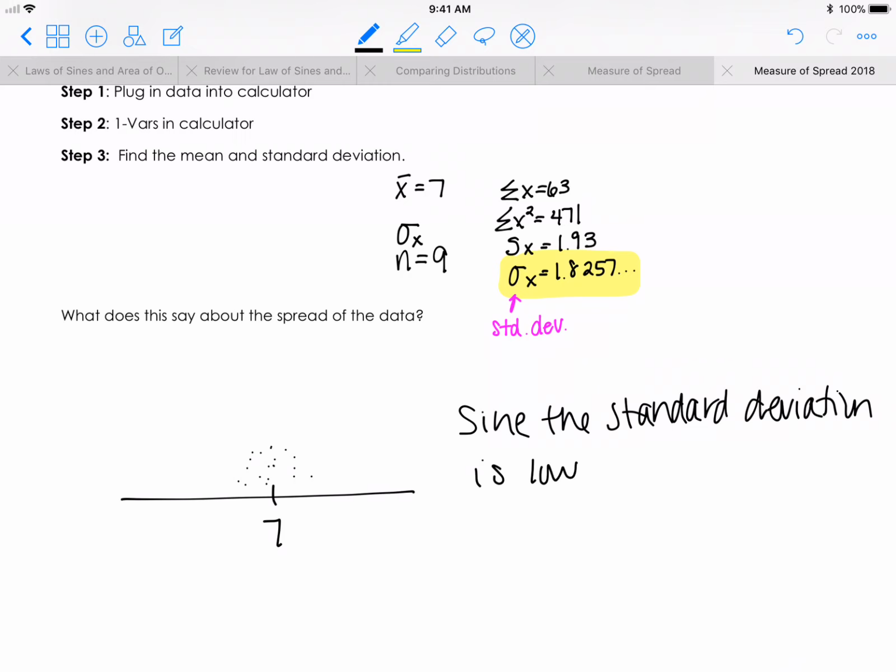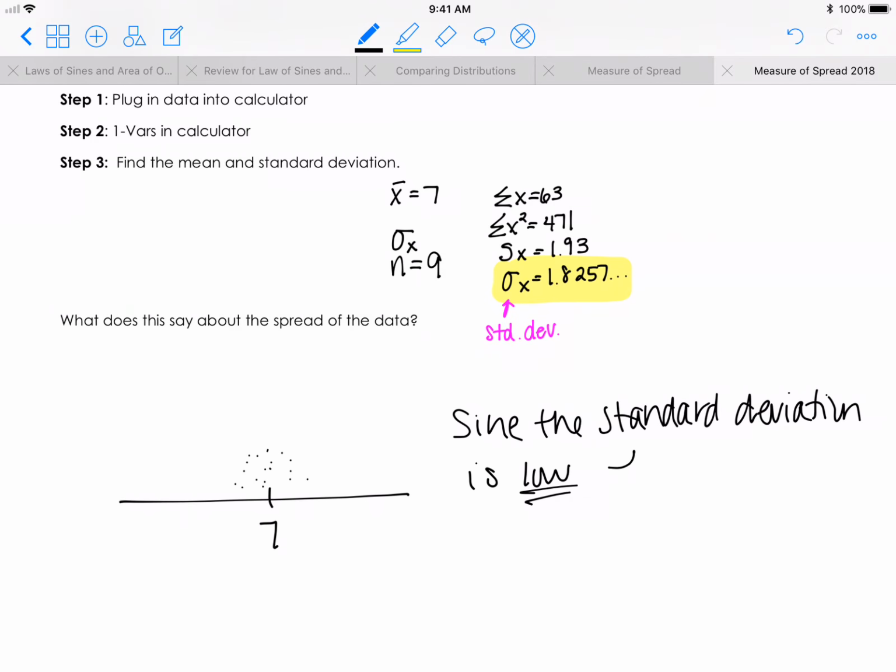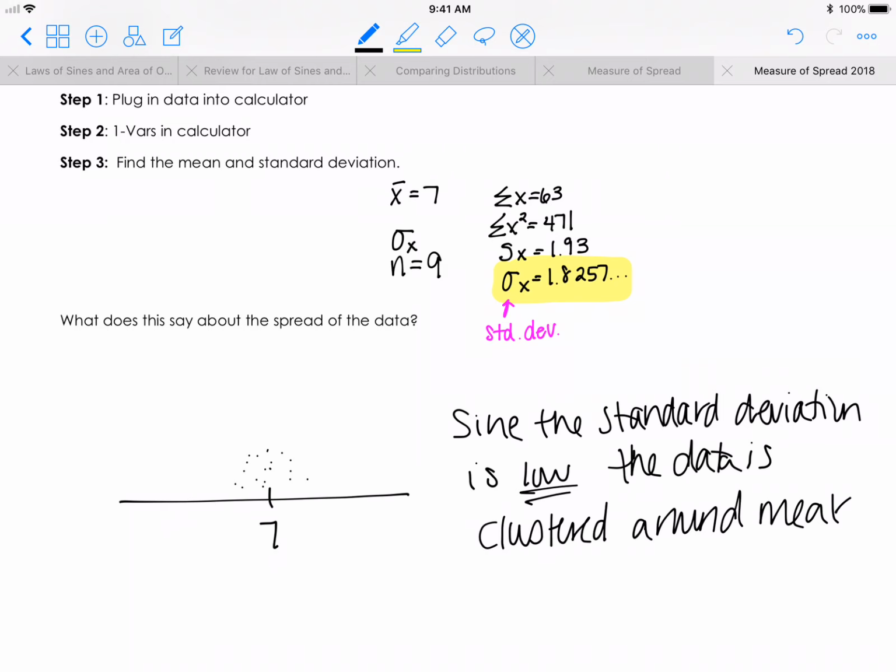is low, the data is clustered around the mean. Because we could go and see what our median is. If you keep scrolling, what's our median here? Oh, our median is 7 too. So perfect. They're clustered around the mean or the median. Okay, so I'm sorry I couldn't show you this on the calculator, but hopefully everybody remembers since we've done this in class together. If not, help each other out so that everybody is on the same page.